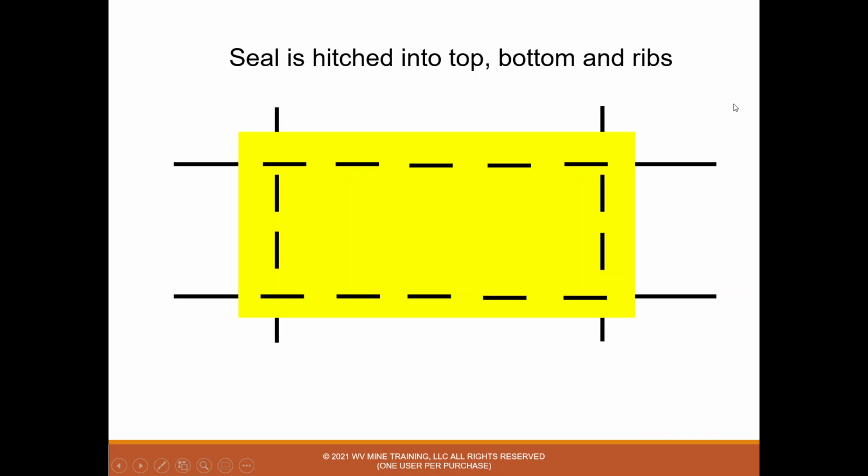I've been told that this question's on the test, and they say it's kind of funny the way they ask it. So make sure you understand that hitching does mean that the seal extends out into the ribs, up into the top, and down into the bottom. And the purpose of that is to make it strong and make it airtight as possible.